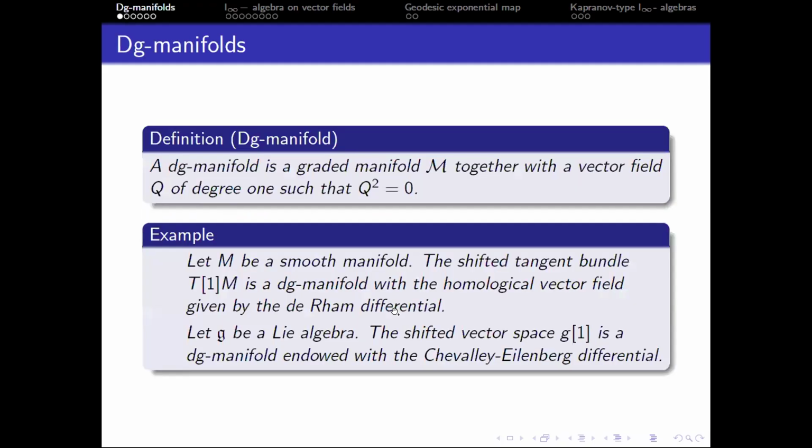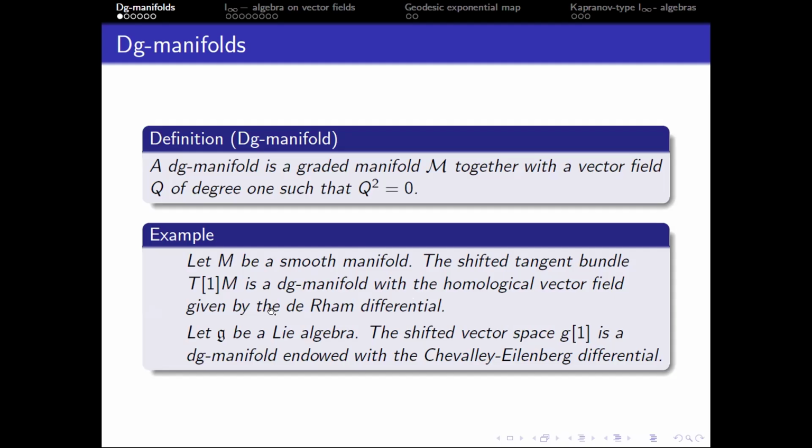Okay, so first, to start, let me introduce the object. A dg-manifold is a graded manifold M together with a vector field, which is nilpotent. So the typical examples of these objects are the space of differential forms. We can regard these differential forms as a graded supermanifold.